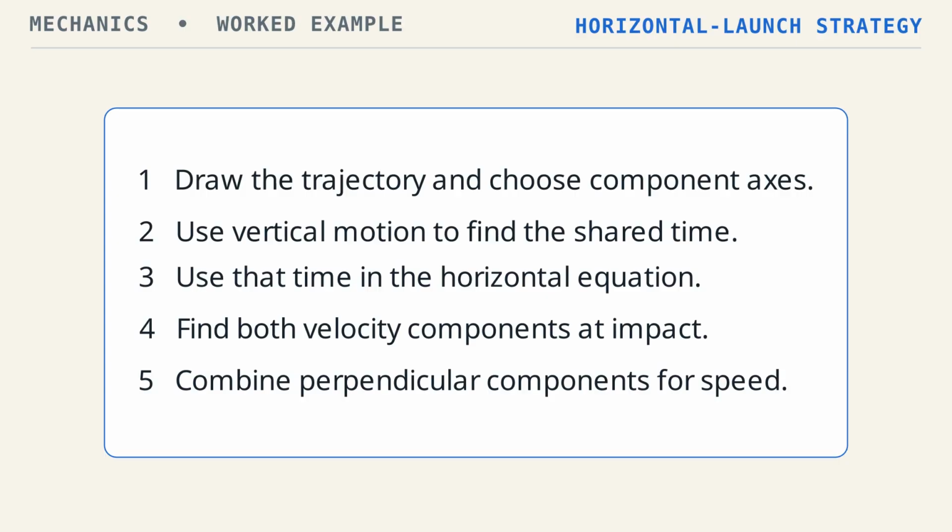The reusable horizontal launch strategy is to draw the motion and choose axes. Use the vertical motion to find the shared time, and then use that time in the horizontal equation. At impact, determine both velocity components and combine them as perpendicular legs to find speed. Keeping the component equations separate until the final vector calculation makes the reasoning visible and prevents formula hunting.